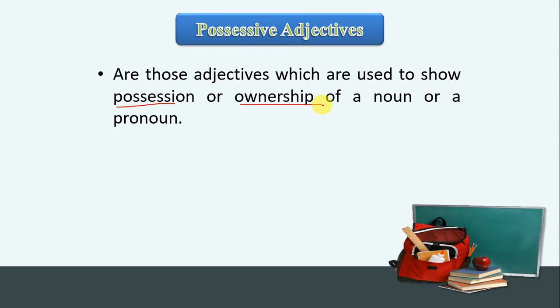They show us position or ownership of noun or pronoun.